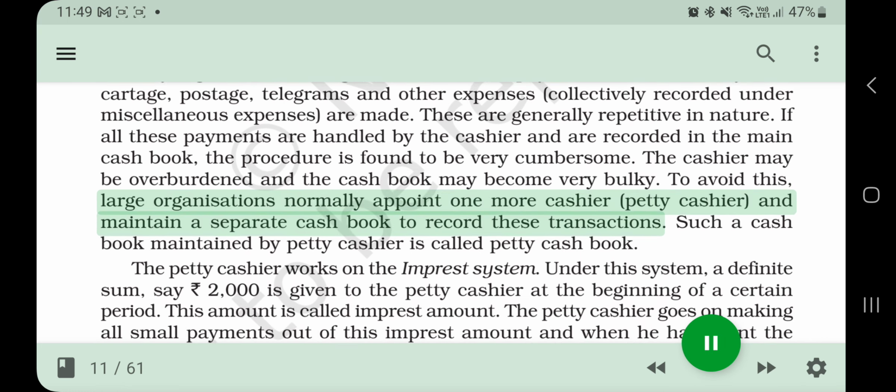To avoid this, large organizations normally appoint one more cashier, a petty cashier, and maintain a separate cash book to record these transactions.